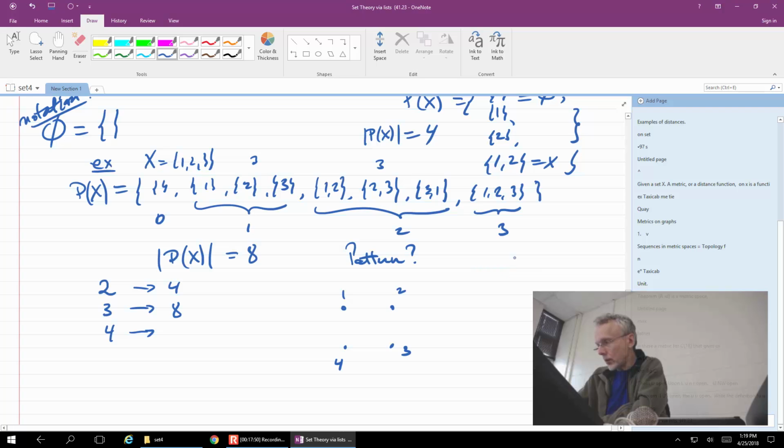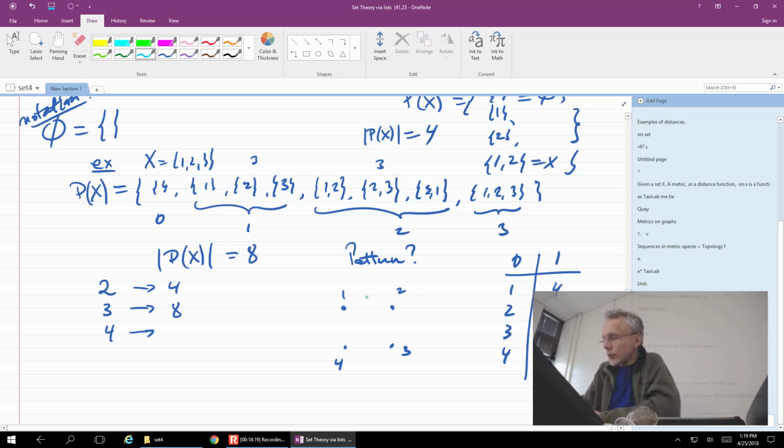There will be 0, 1, 2, 3, and 4 elements. Still one choice in the beginning and the end: only one set that has 0 elements, and only one set contains all elements. How many ways can I choose one element out of 4? The answer is 4. What about 2? 1, 2, 3, 4, 5, and 6.